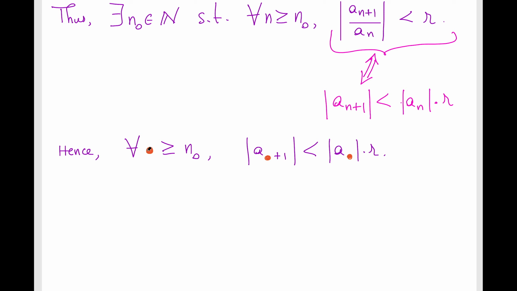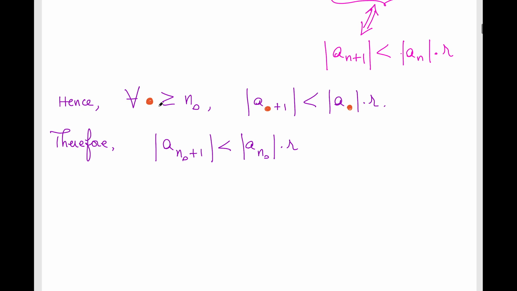So how about we take the bullet to be n naught itself? So therefore, if we take the bullet to be n naught, certainly n naught is greater than or equal to n naught. So as such, I'm going to be able to write this property. How would you write this property when the bullet is replaced by n naught? We get this. Right? We get this. Okay.